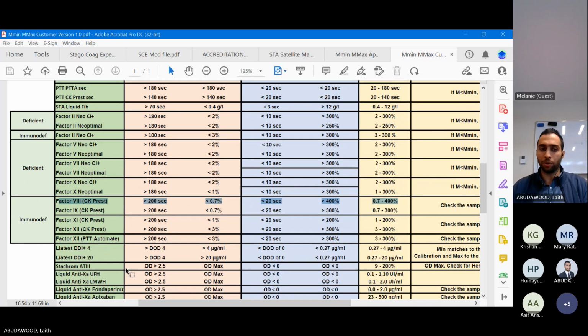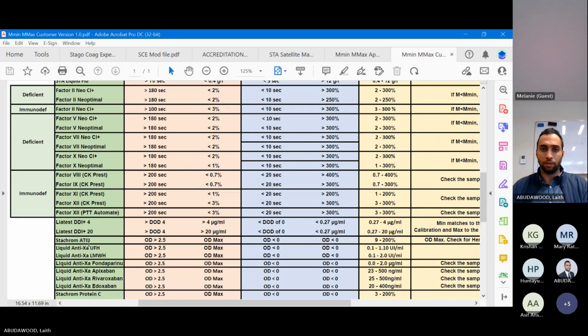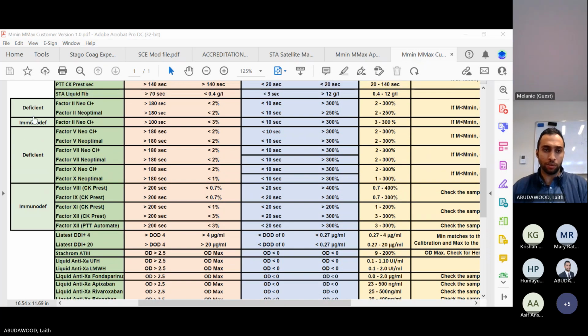Okay, let's take another example. Let's say I have liquid antithrombin A, low molecular weight heparin. Okay, I think this is the old table. Just a second. My apologies.